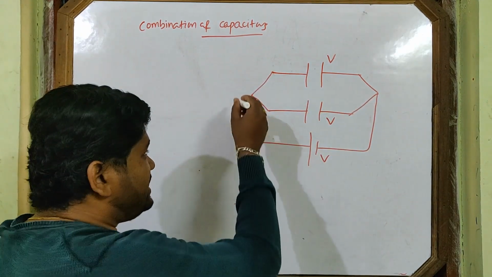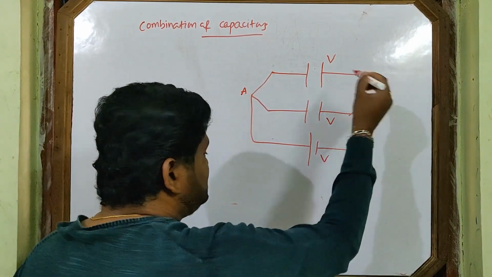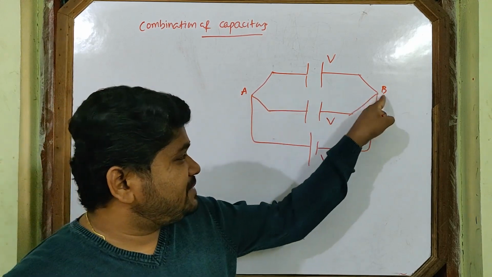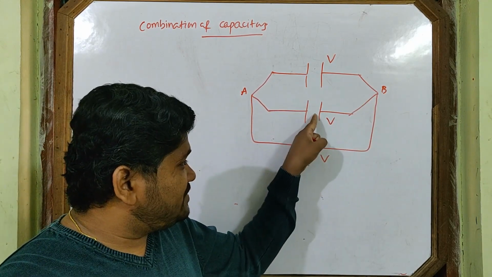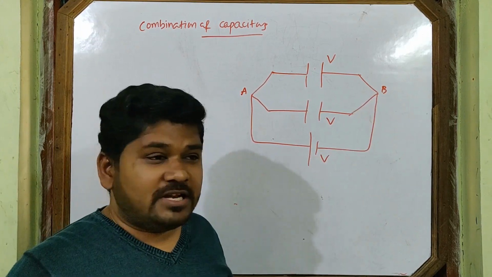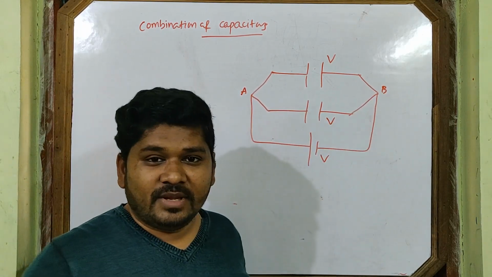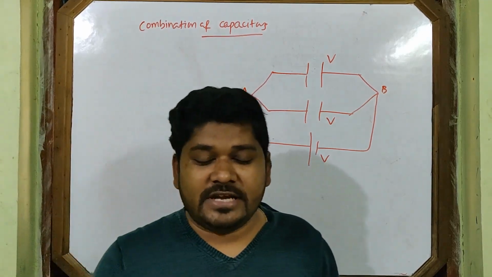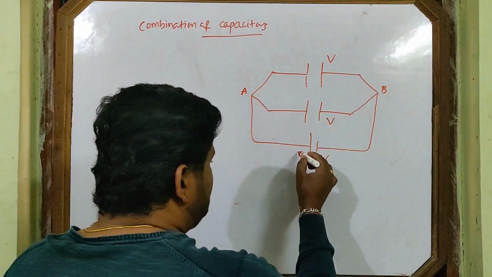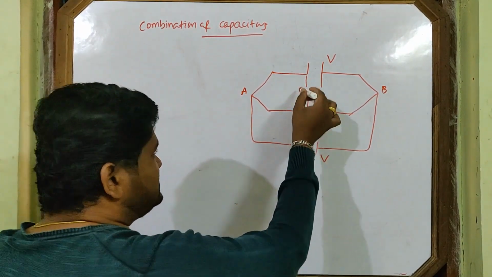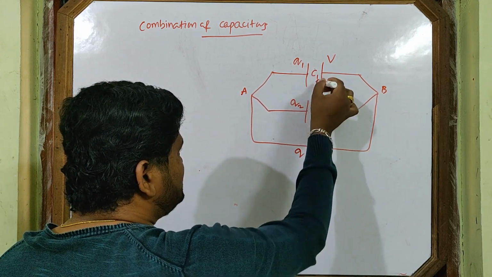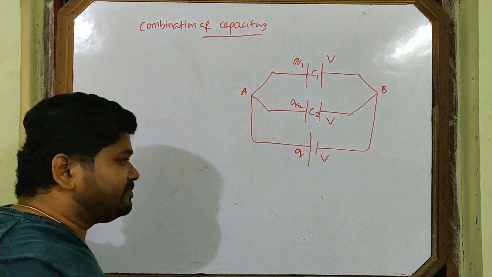Suppose this point is A, this point is B. What is the potential difference of these two plates? VA minus VB. What is the potential difference of the cell also? VA minus VB. In parallel combination, the end points are the same, and for that reason the potential difference is also the same. But here the cell is supposed to provide charge Q. Here the charge will be Q1, here the charge will be Q2; its capacitance is C1, its capacitance is C2.